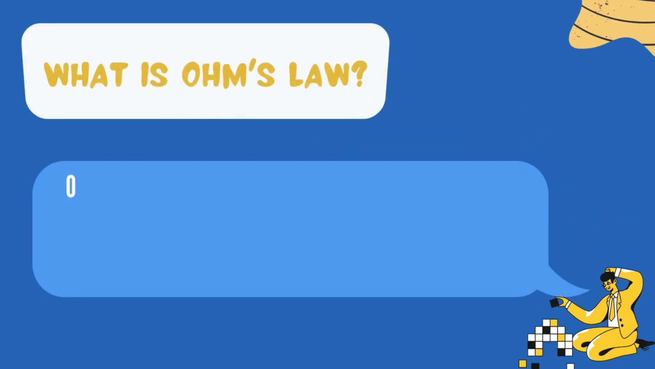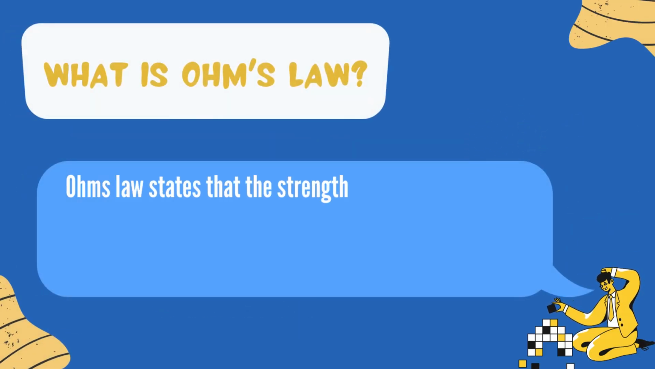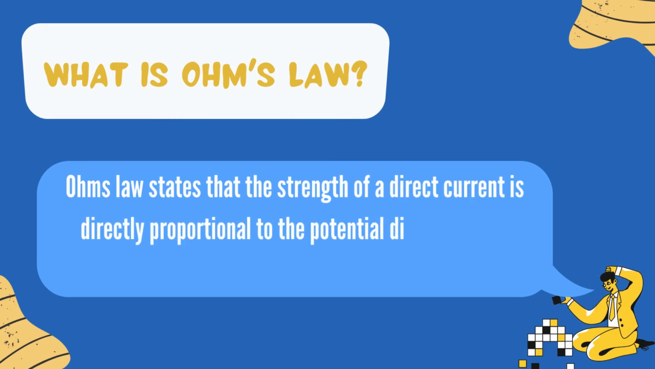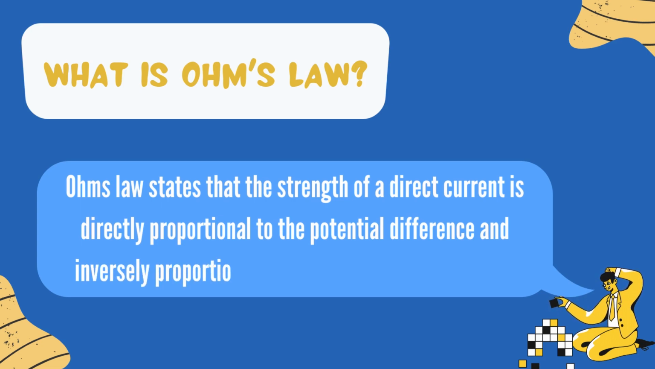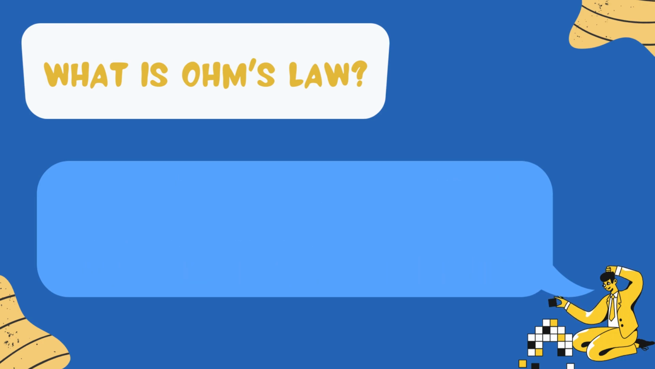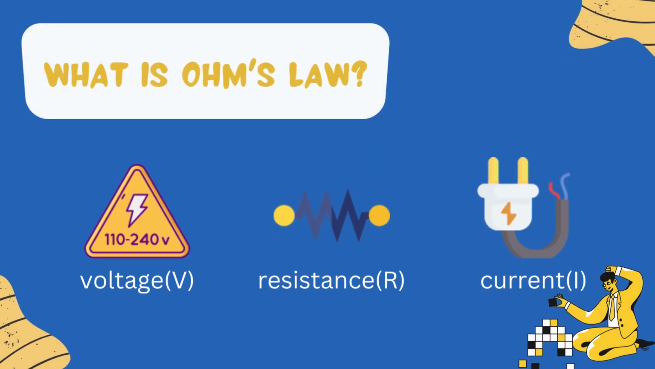Now, what is Ohm's law? Ohm's law states that the strength of a direct current is directly proportional to the potential difference, while also being inversely proportional to the resistance of the circuit. And from this definition, we're able to determine that there are three components involved in Ohm's law: voltage, resistance, and current.